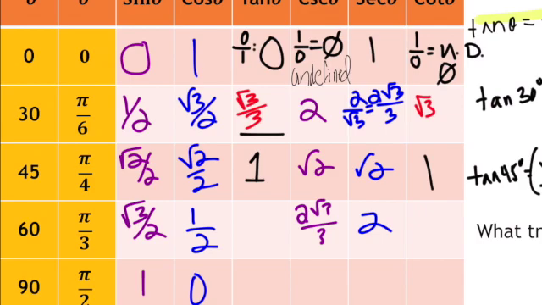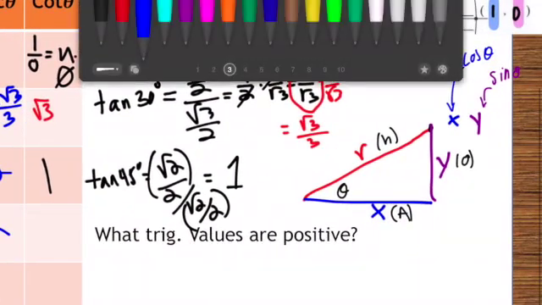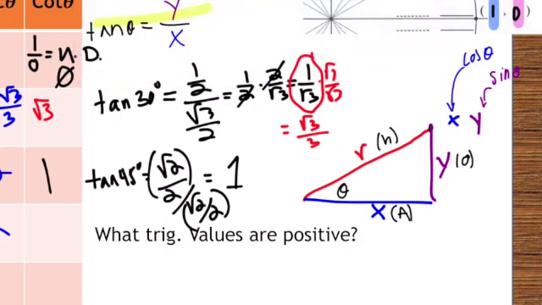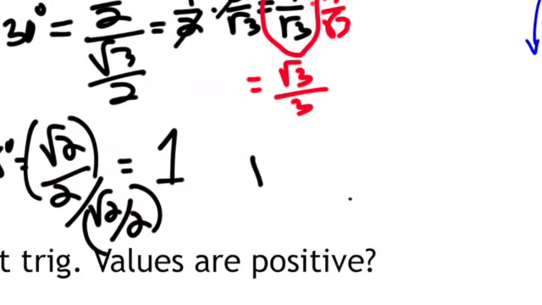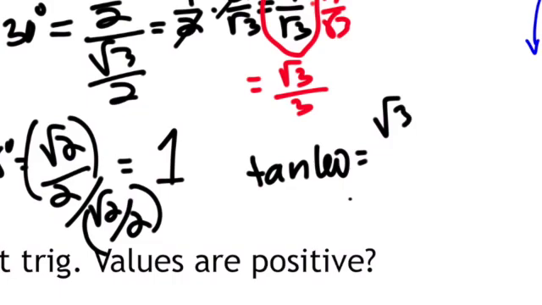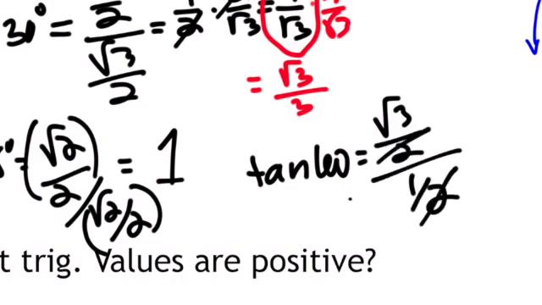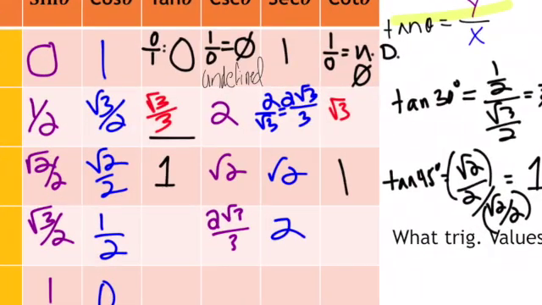Now let's find our tangent. Radical 3 over 2. So we're going to go off to the side for our tangent here. Let's go ahead and erase some of this. So the tangent at 60 degrees is equal to radical 3 over 2 divided by 1/2. The 2's are going to cancel, so I just end up with radical 3. That's nice.